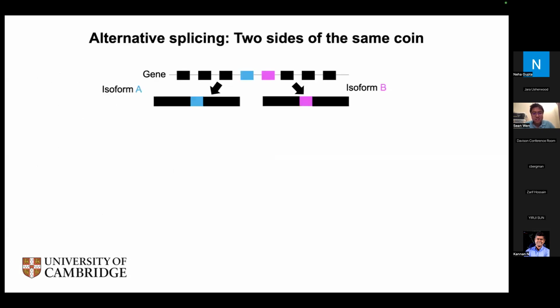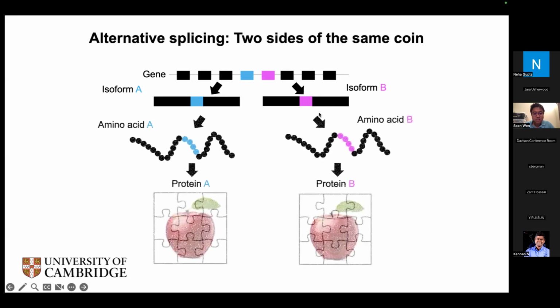So what exactly is alternative splicing? I like to describe alternative splicing as two sides of the same coin. So what exactly does this mean? Let's say we have a gene over here that consists of various exons. How a gene utilizes its exons is what we call alternative splicing. For example, in isoform A, you will see that it prefers to express the exon in blue, whereas for isoform B, it prefers to express the exon in pink. And for this reason, we get two different amino acid sequences, and the ultimate consequence is the expression of two different proteins.